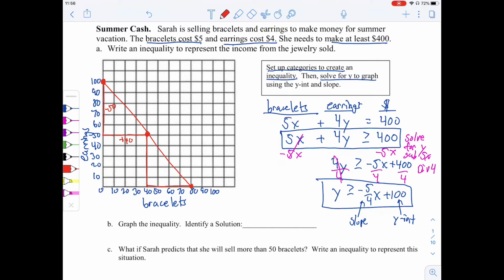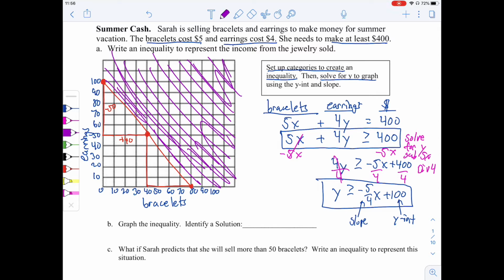And we want it to be greater than, because we want to make more than $400. So in order to make it greater, because we want to make more, we just shade above. We shade everything above our line, and that represents greater than. Then graph the inequality and identify a solution. Any point above our line is a solution.